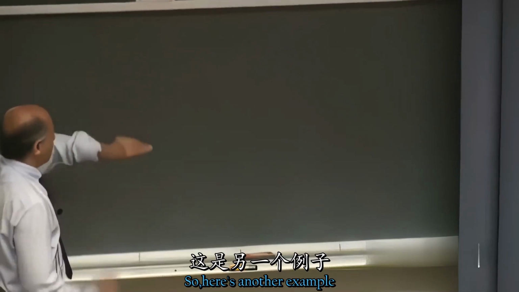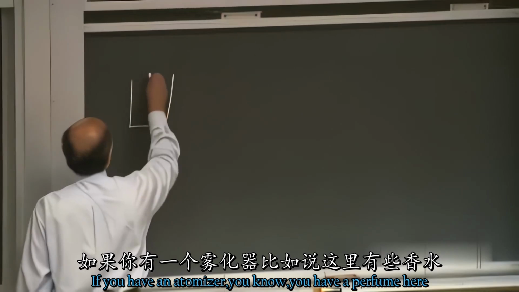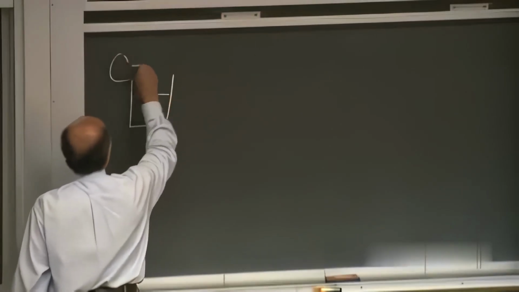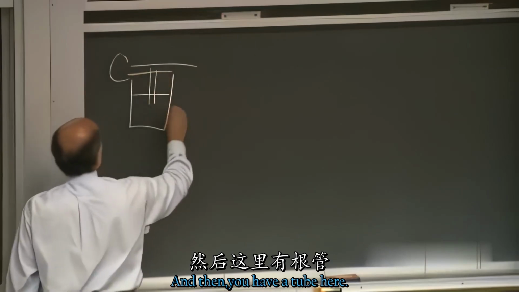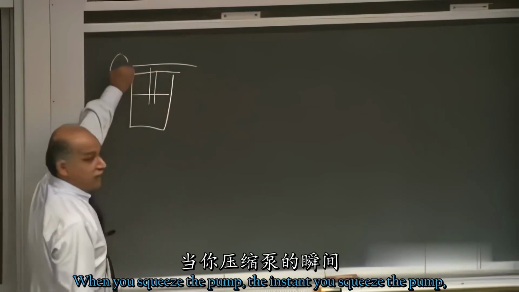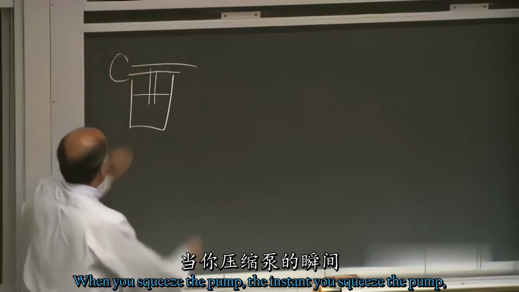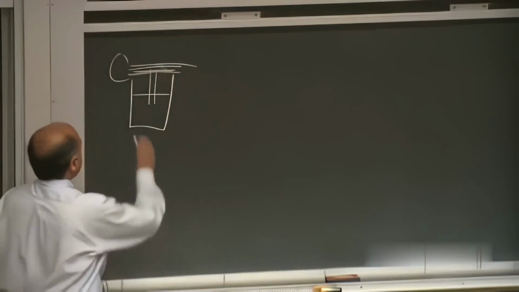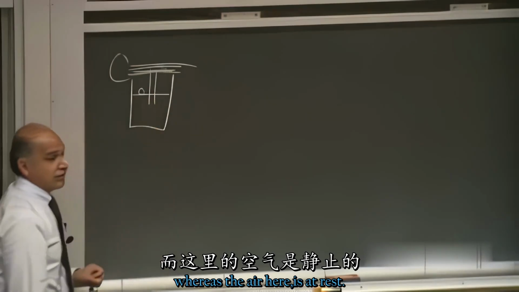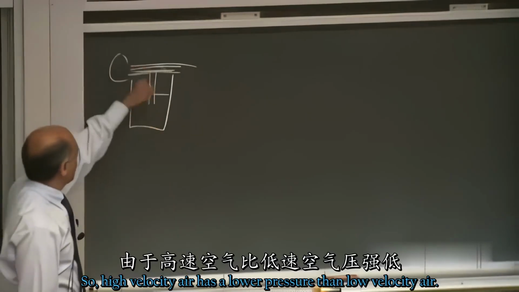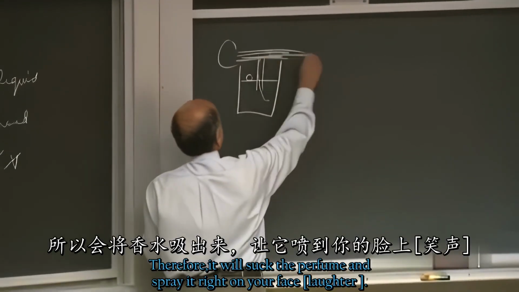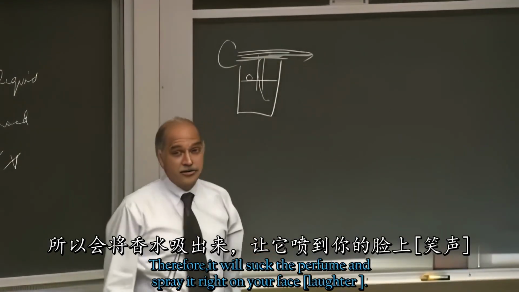So here's another example. If you have an atomizer, you have a perfume here, and you got a pump, and then you have a tube here. When you squeeze that pump, the instant you squeeze the pump, you're driving a lot of air here at high velocity, whereas the air here is at rest. So high velocity air has a lower pressure than low velocity air. Therefore, it'll suck the perfume and spray it right on your face.